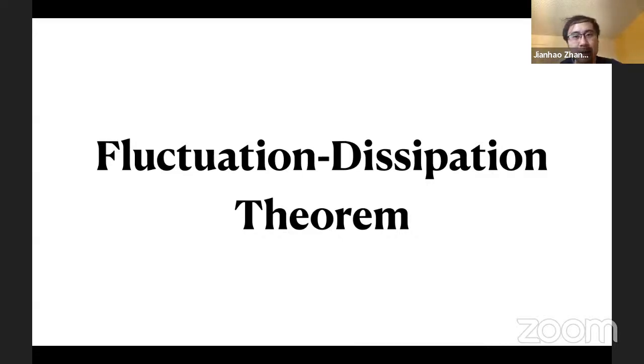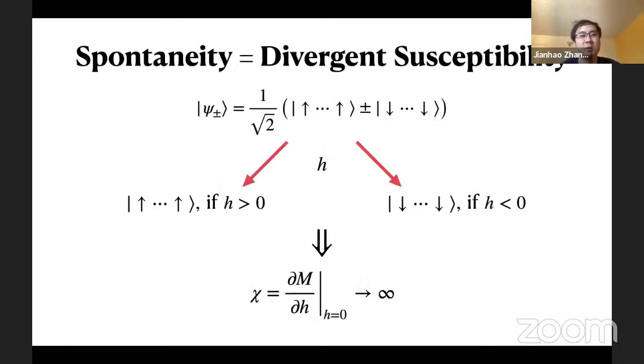Let's move to the second part of today's talk, that is the fluctuation dissipation theorem in the open quantum system. In particular, I will give you a quantitative description of the spontaneity of the strong-to-weak SSB. Well, let's recall the spontaneity again for the pure state, which is captured quantitatively by a divergent susceptibility, as a derivative of the magnetization with respect to the external perturbation.